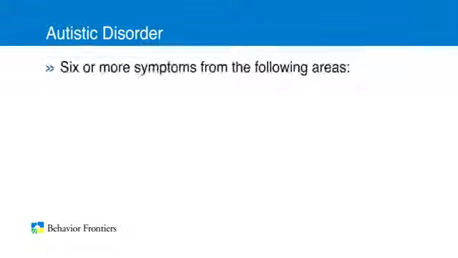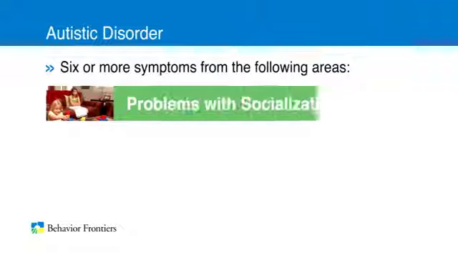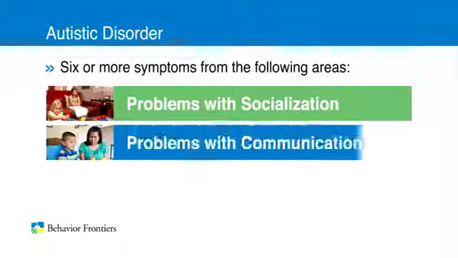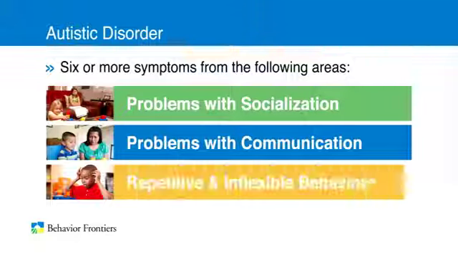Autism is diagnosed when a student has a total of 6 or more symptoms from the following areas: problems with socialization, problems with communication, and repetitive and inflexible behaviors. These characteristics must have started before a student turns 3. Now we will review each of these symptoms in more detail.